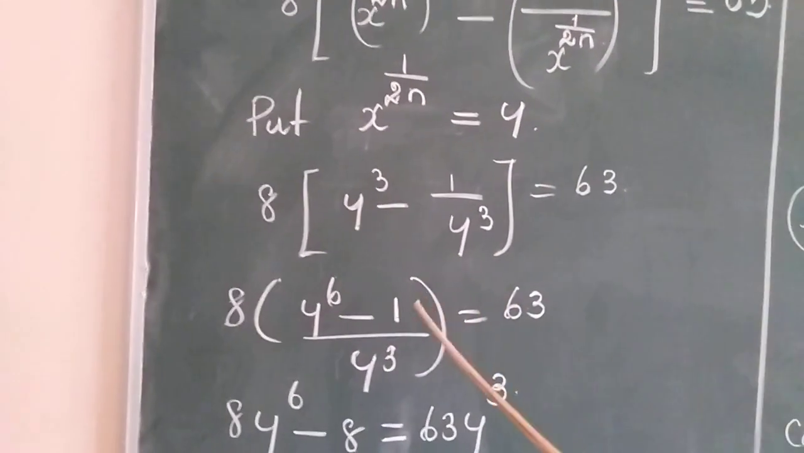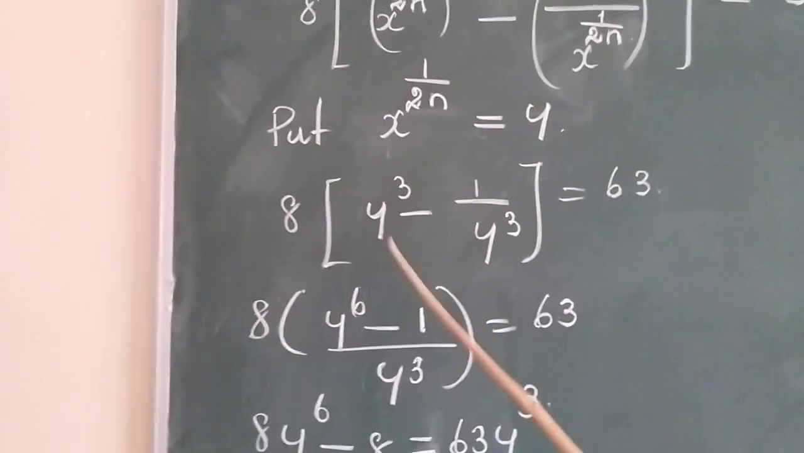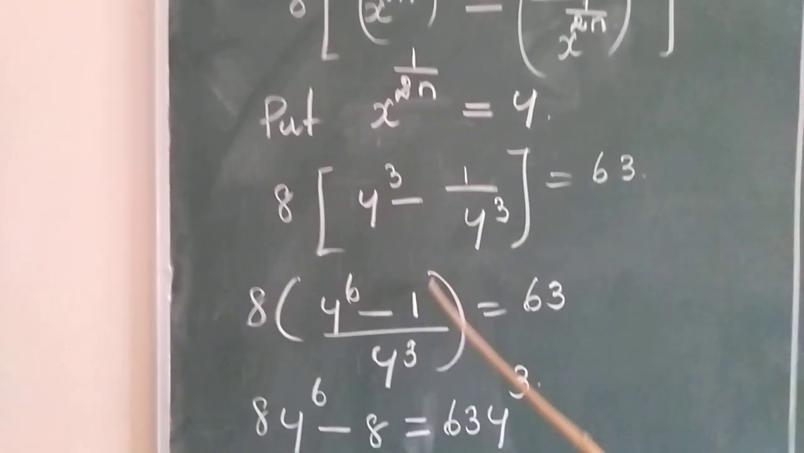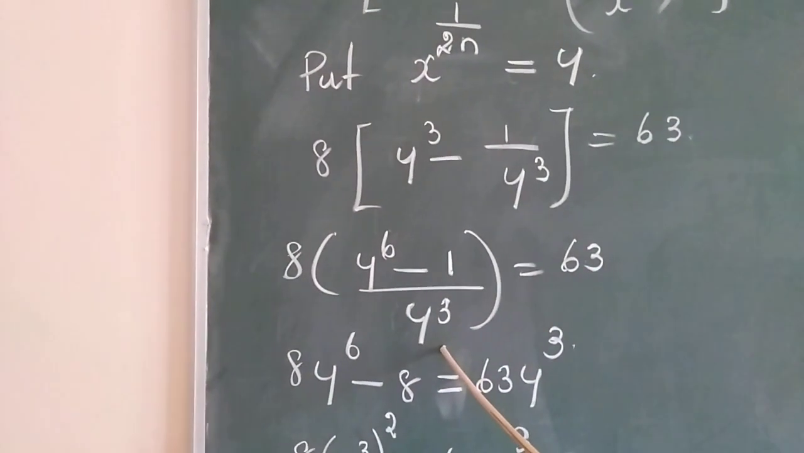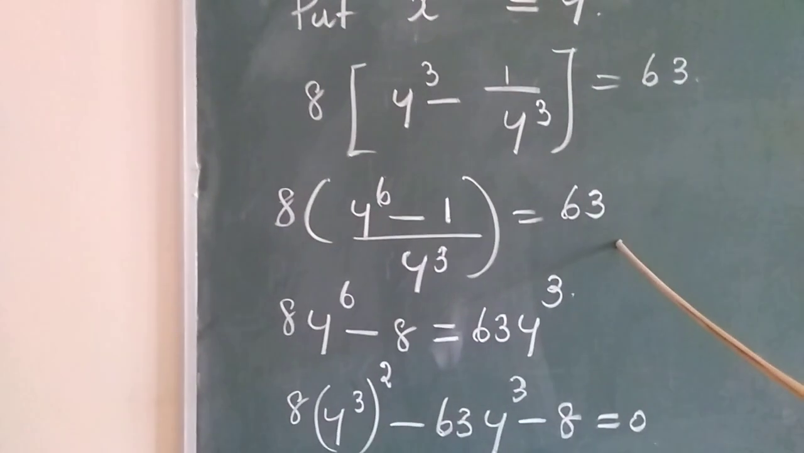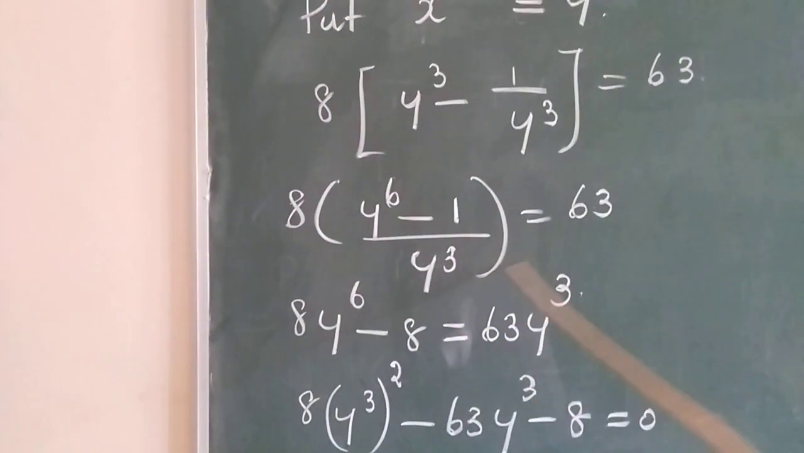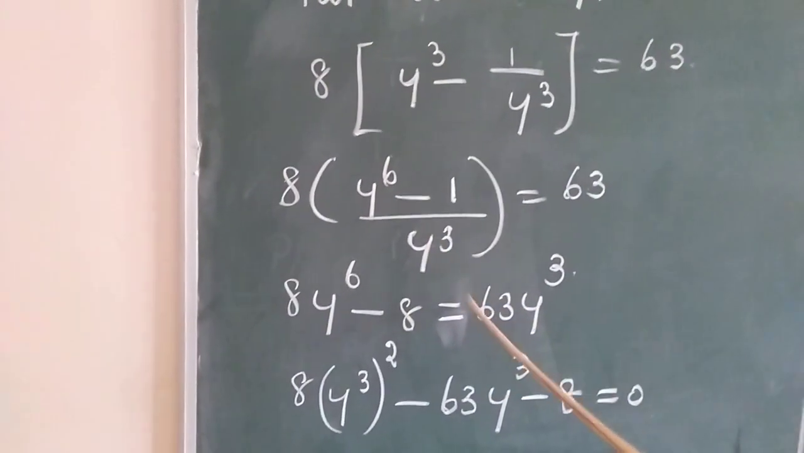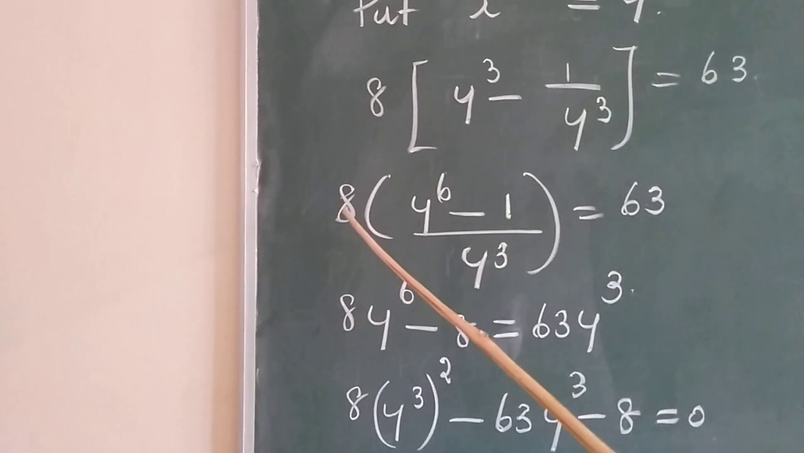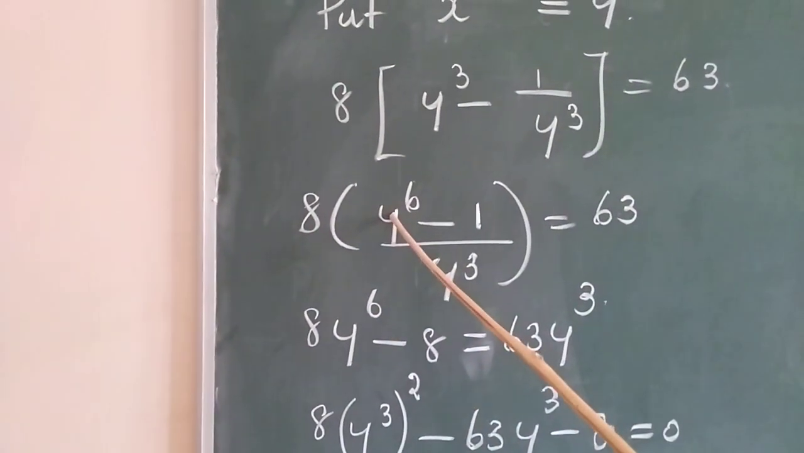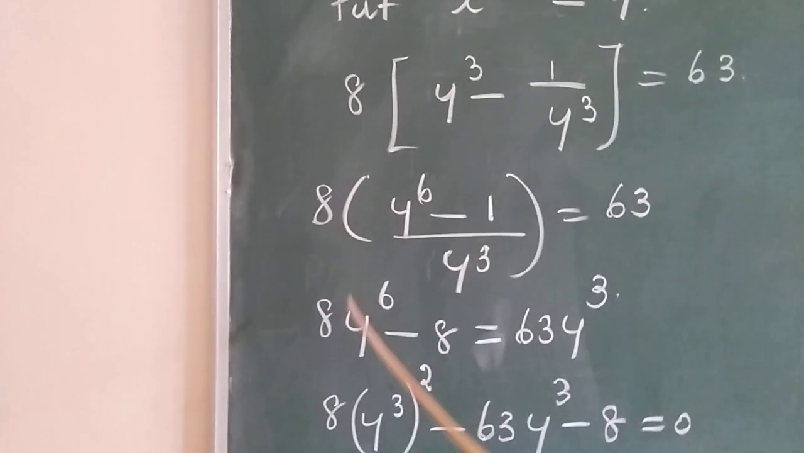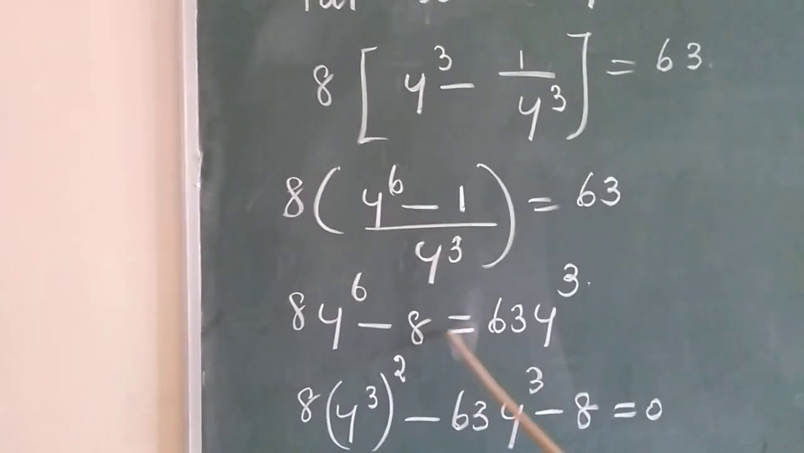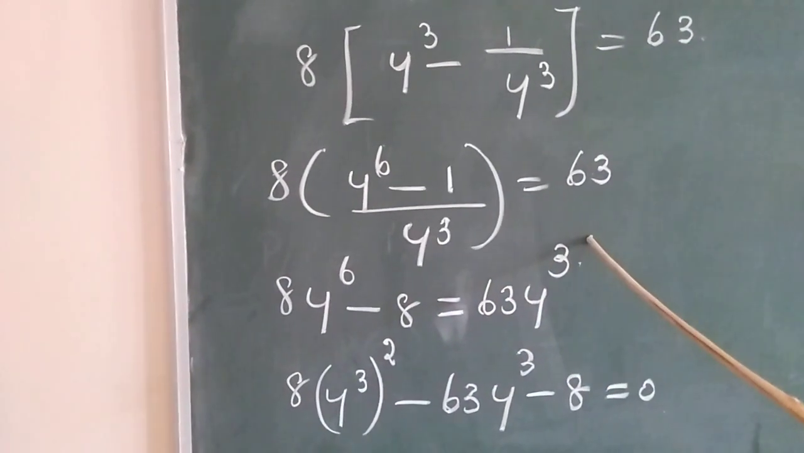Next we are taking the LCM, or we can do the cross multiplication. If you do the cross multiplication, you will get y^6 minus 1 into 1 divided by y cube is equal to 63. Now this y cube, if we bring to the right hand side, it will come as a multiplication. So here it becomes 63 y cube. Here the 8 is outside and we are going to multiply the inside terms by 8. If we multiply, we are getting 8 y^6 minus 8 is equal to 63 y cube.